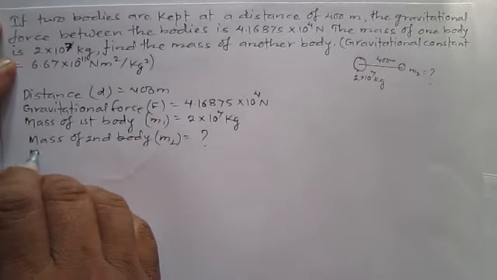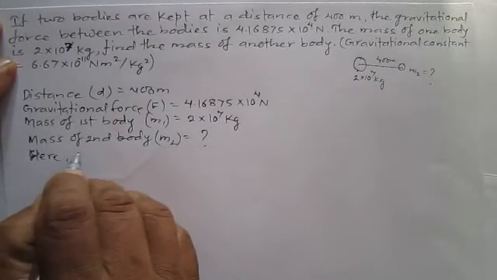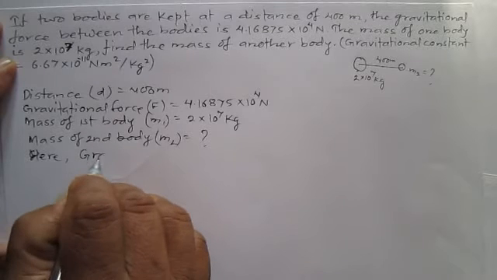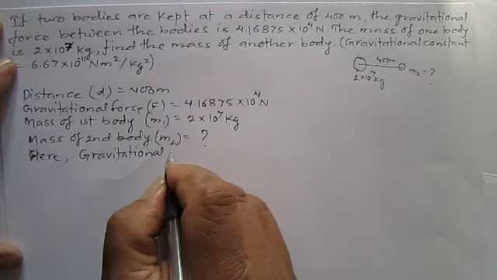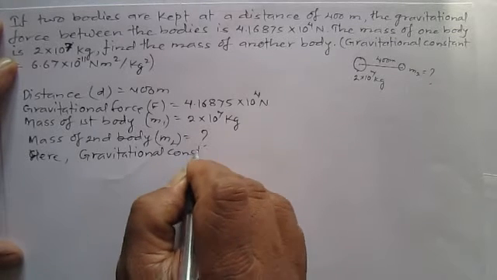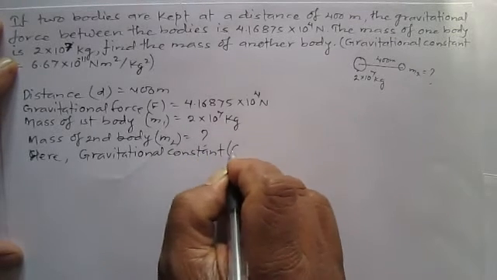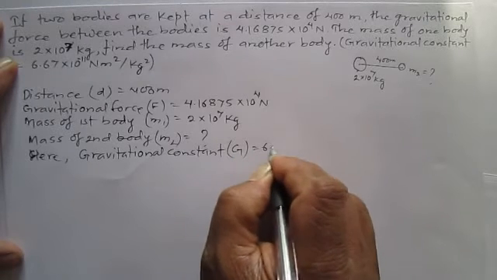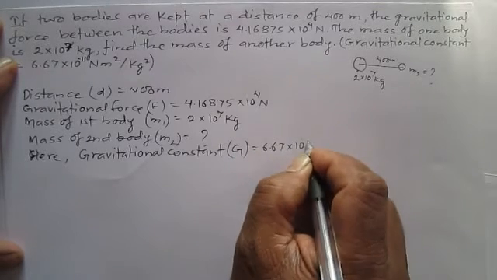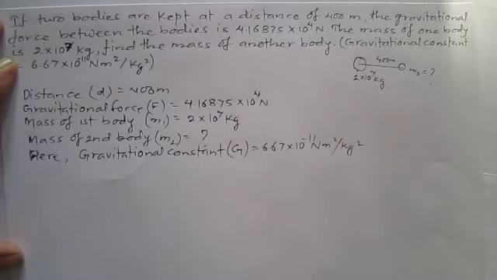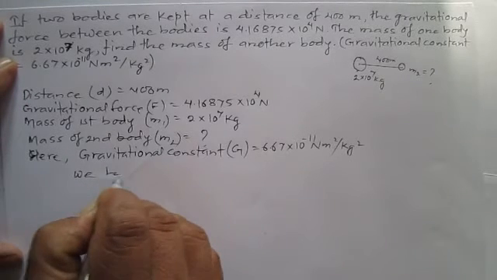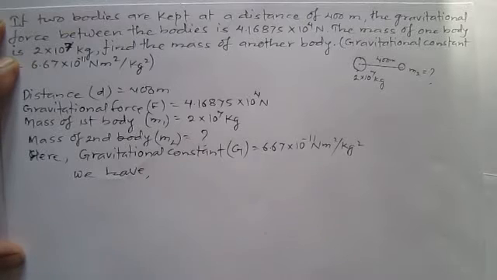That's why we can write here, or we can write directly. Gravitational constant is denoted by capital G. This is equal to 6.67 into 10 to the power minus 11 Newton meter square by kg square. This is the numerical given. Now we have to go through the solution. Very easy. This is the formula we are using.